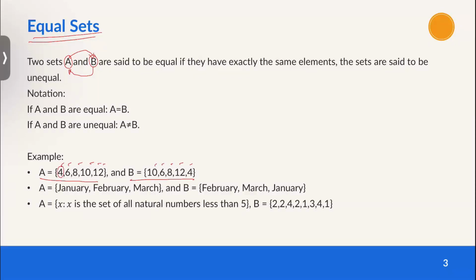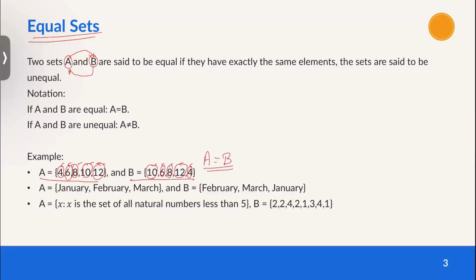So 4 is here, it is here in B. 6 is here, it is here in B. 8 is here, it is here in B. 10 is here, it is here in B, and 12 is here, it is here in B. Similarly, for each element in B, we have to check if it is there in A. So 10 is here, it is here in A, and so on. So if you check, all the elements of A are there in B, and all the elements of B are there in A. So we can say A and B are equal sets.